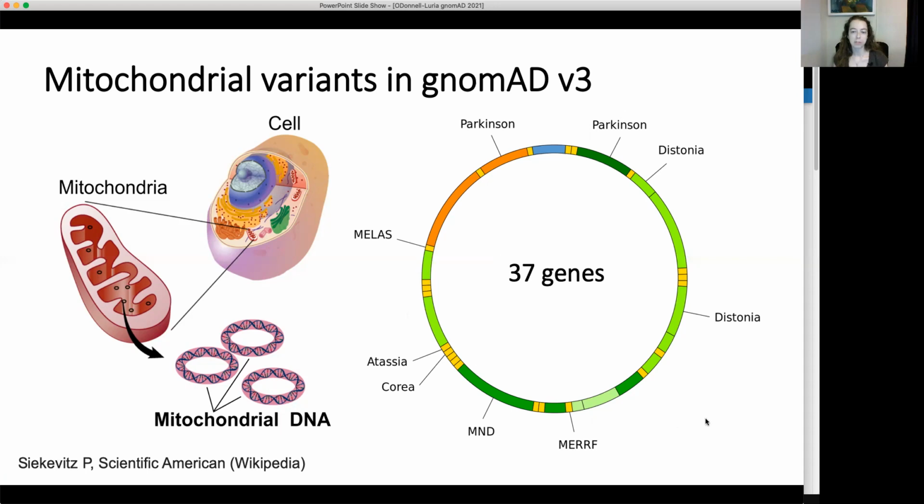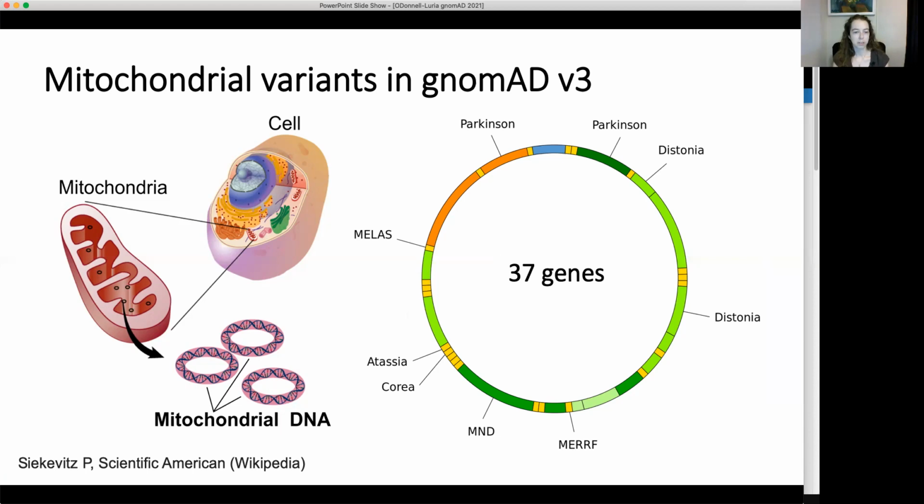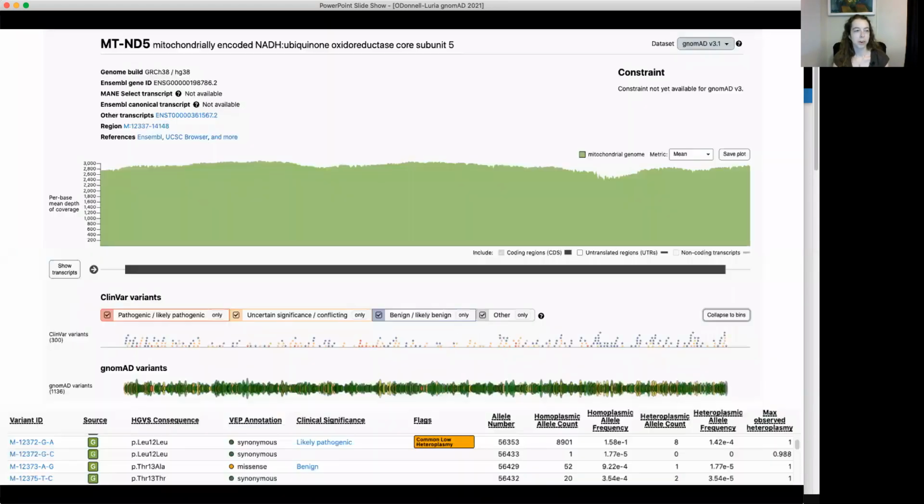A number of diseases have been linked to variants in mitochondrial DNA, so it's important to have a good reference for this data too. If you type in any gene that's on the mitochondrial DNA, I'm just typing in MT-ND5 here, which I randomly selected as a mitochondrial gene to show you.